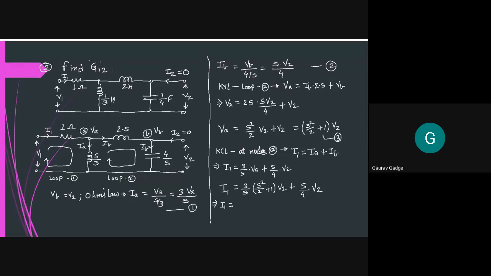So I1 is equal to V2 common. You get the bracket 3 by S multiplied by S square upon 2. Yes, I am multiplying the first term. So what I get is 3/2, S gets cancelled, so I get 3S/2 as my first term, plus 3/S. Okay, these are two terms, plus S/4.